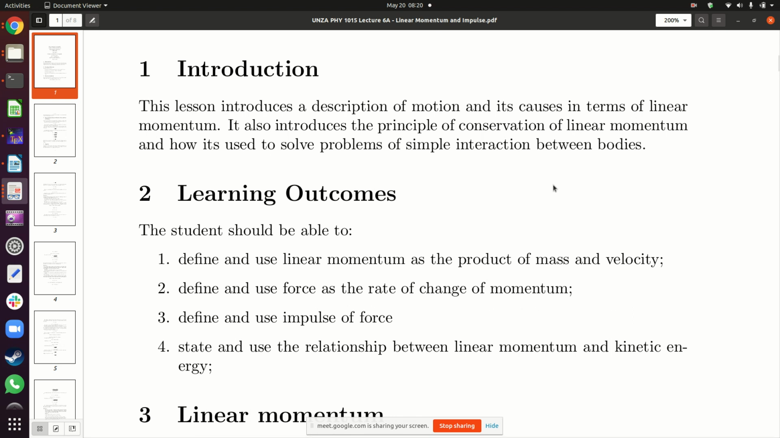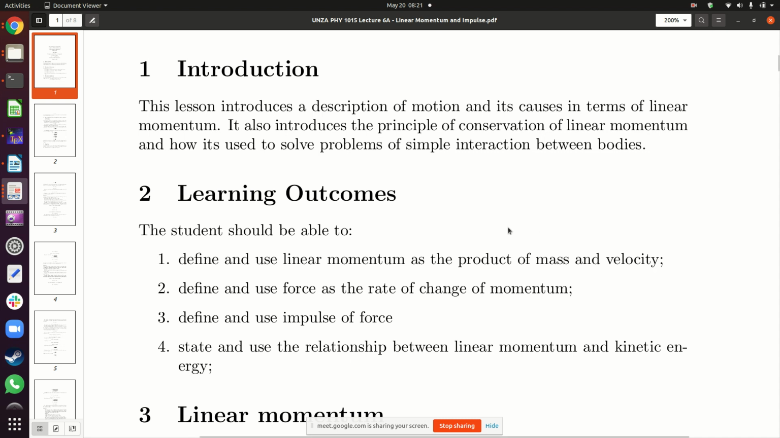Basically, linear momentum is something we get when we connect the mass and the velocity of an object, when we multiply the mass of an object times the velocity of that particular object. Velocity is the speed of an object in a specific direction, and the mass of an object is the measure of an object's inertia. So when we multiply the mass times the velocity, what we get is called linear momentum.